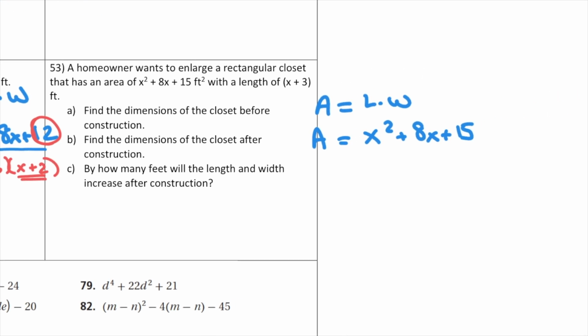And if we look at number 53, it's a very similar problem. We want the dimensions of the closet before it's constructed, but we know its area is length times width. So make certain you factor this problem, and you're going to be able to find the dimensions of your closet. And how many feet will the length and width increase after construction? So let's give this a try, following similar ideas.